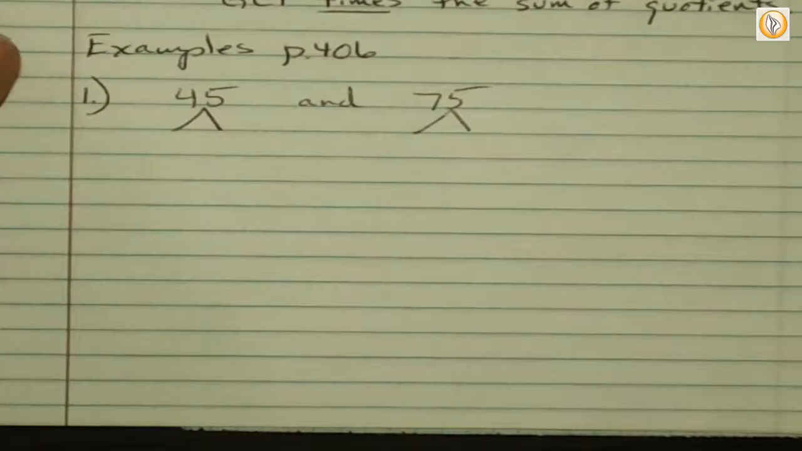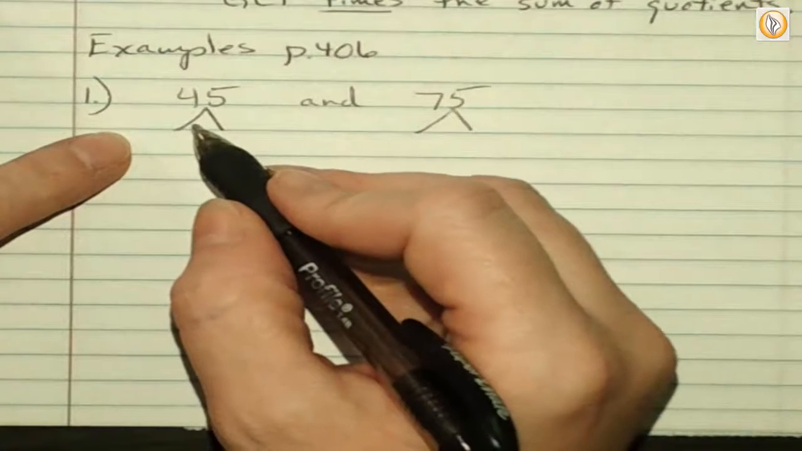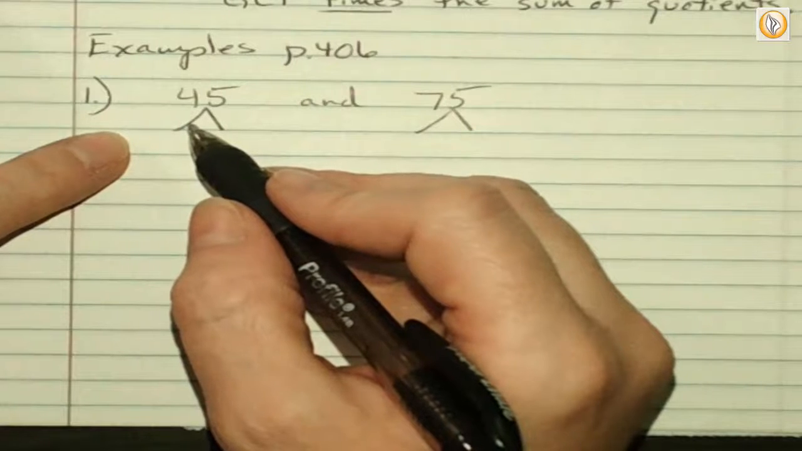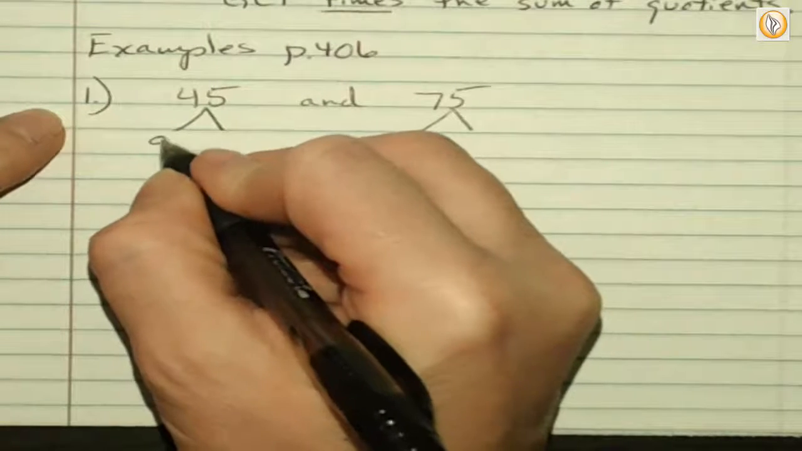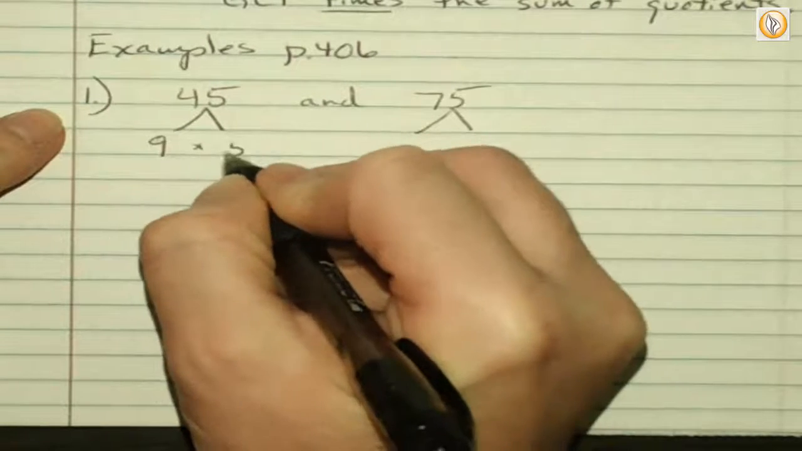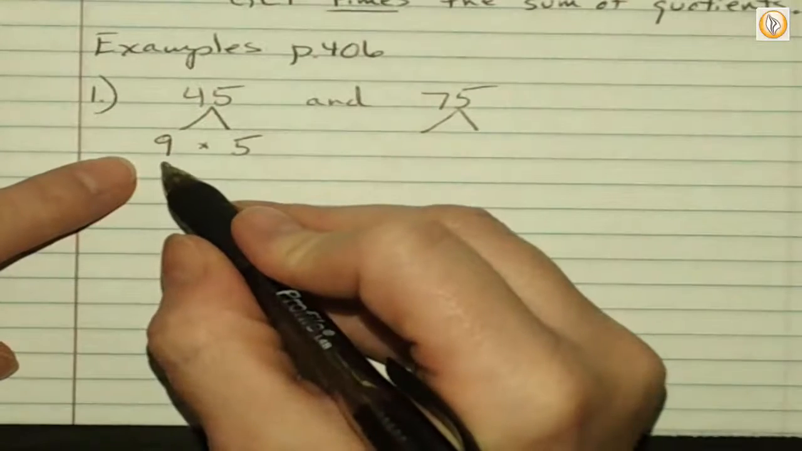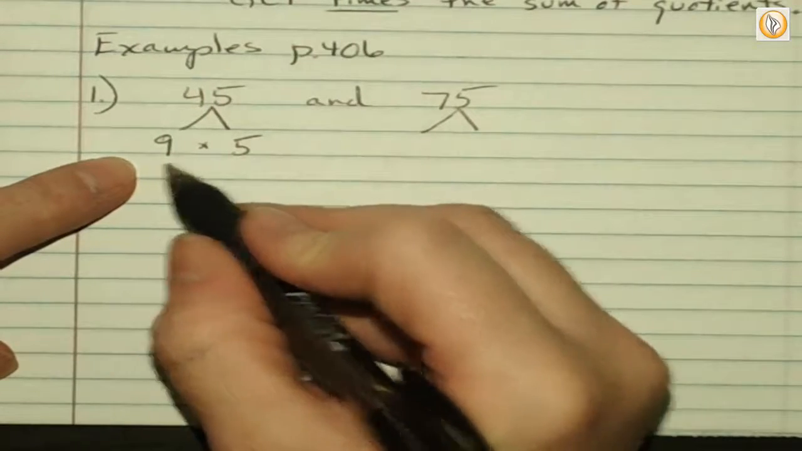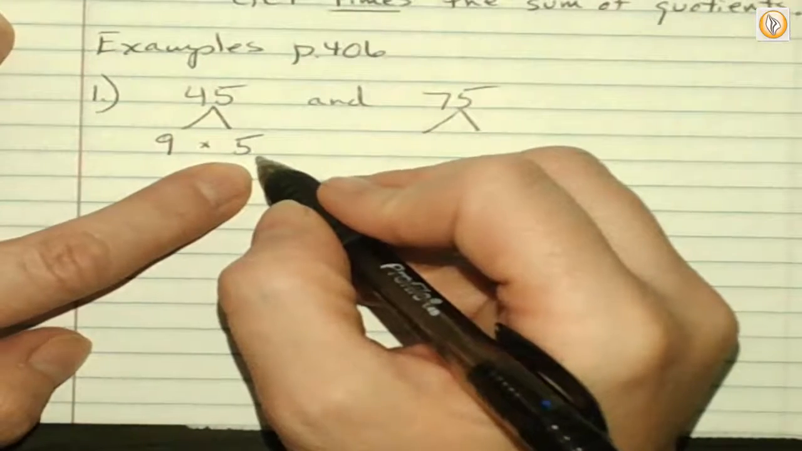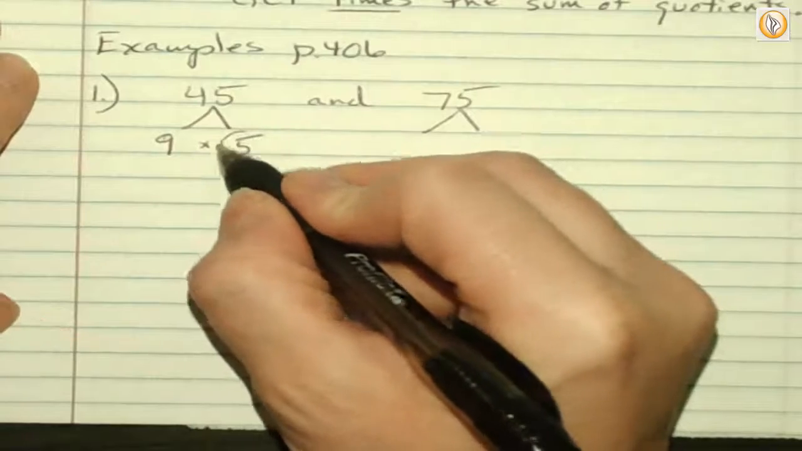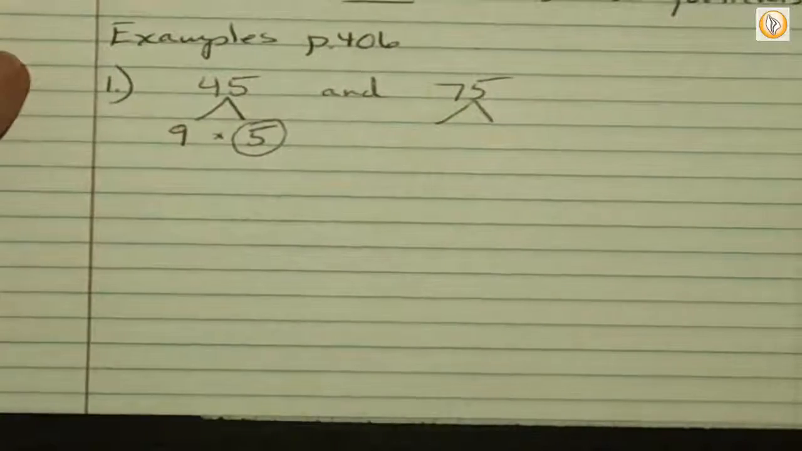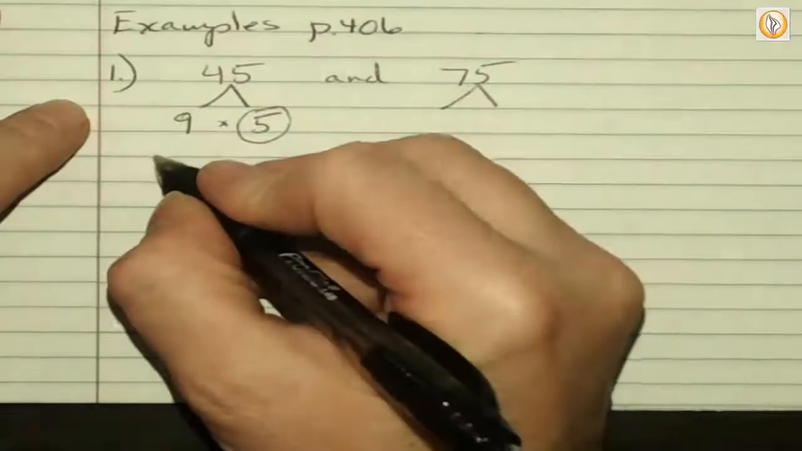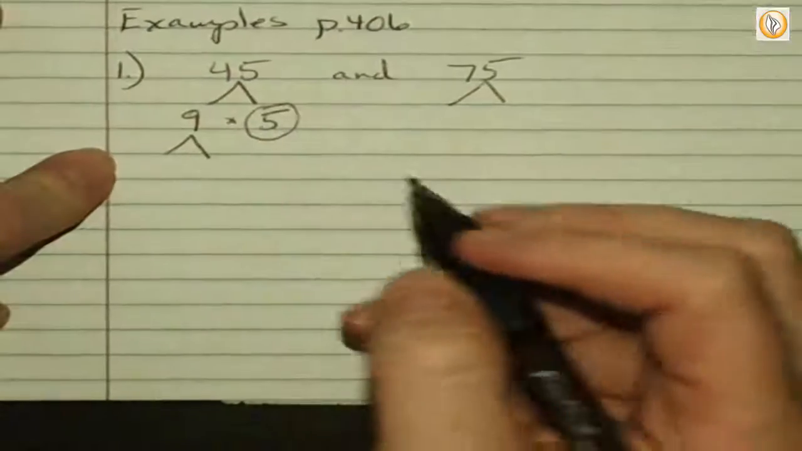Which 2 numbers, when multiplied, give me 45? 9 times 5. Is 9 prime, boys and girls? No. Is 5 prime? Yes. So what does Miss Rogers do? She circles it. What 2 numbers when multiplied give me 9?